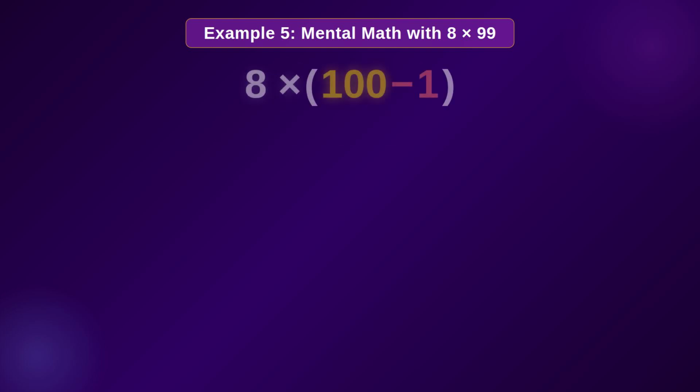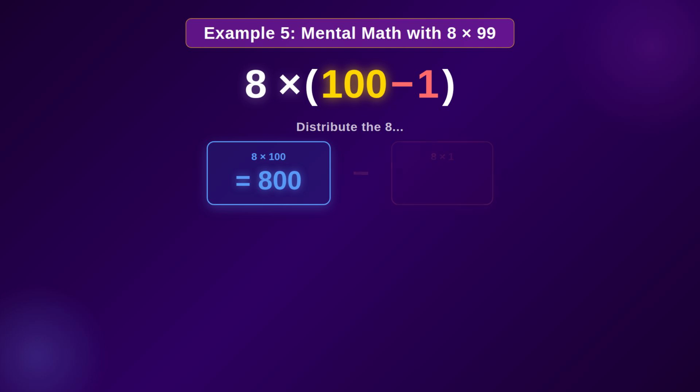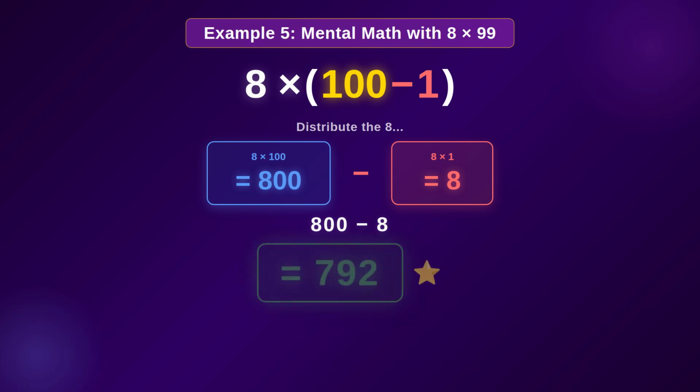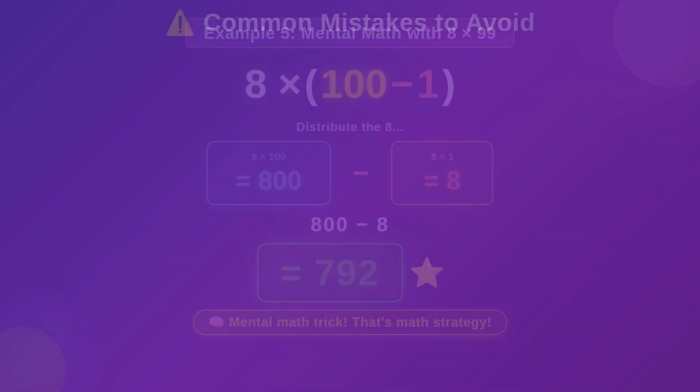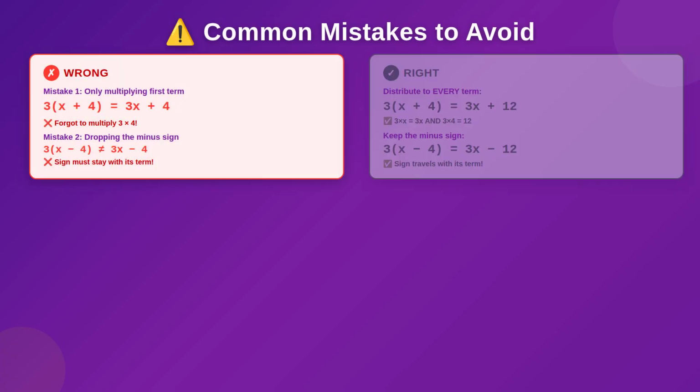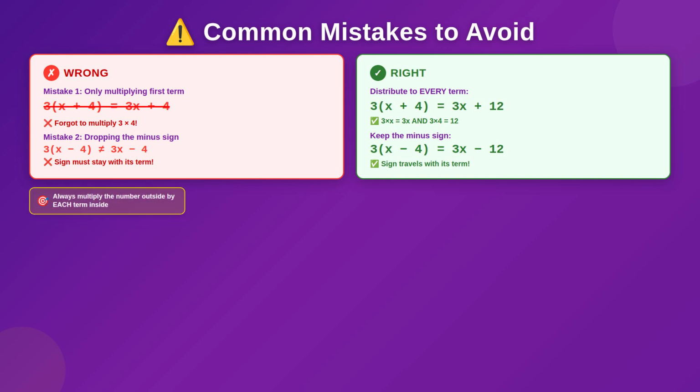Here's a sneaky trick Marcus found, using the distributive property with subtraction to do mental math. Try 8 times 99. 99 is almost 100, so let's write it as 100 minus 1. Now we have 8 times open parentheses 100 minus 1 close parentheses. Distribute the 8. 8 times 100 is 800. 8 times 1 is 8. Since we have subtraction, we subtract. 800 minus 8 equals 792. Marcus just did 8 times 99 in his head. That's not magic. That's math strategy. You can do this too.